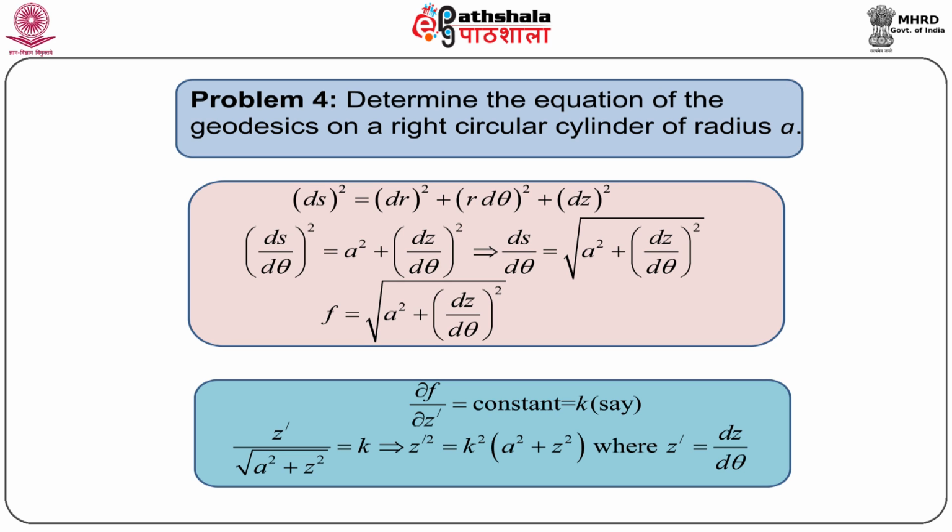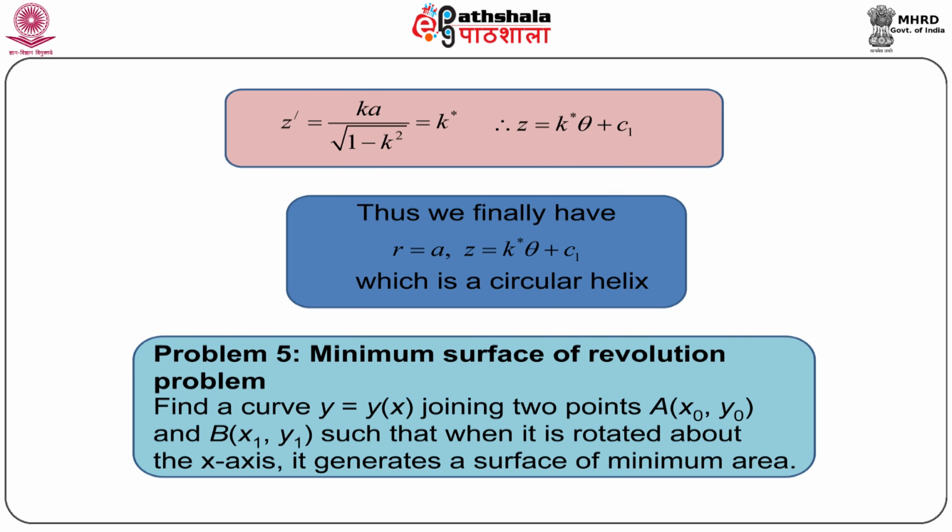Taking square root of this, we get this result. As k into a divided by root over 1 minus k square is a constant, we put it as k star. On integration, this gives z equal to k star theta plus c1. c1 is a constant of integration. Thus, we finally have small r equal to a, z equal to k star into theta plus c1, which is a circular helix. c1 is a constant, please note it.